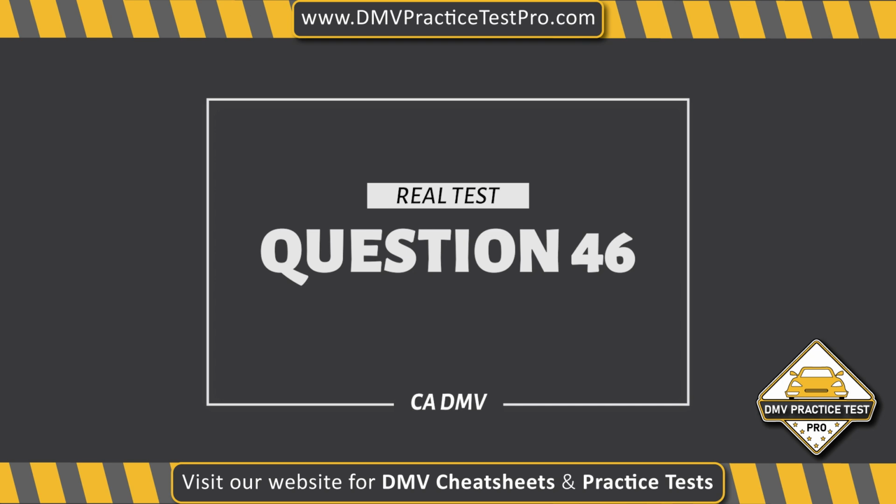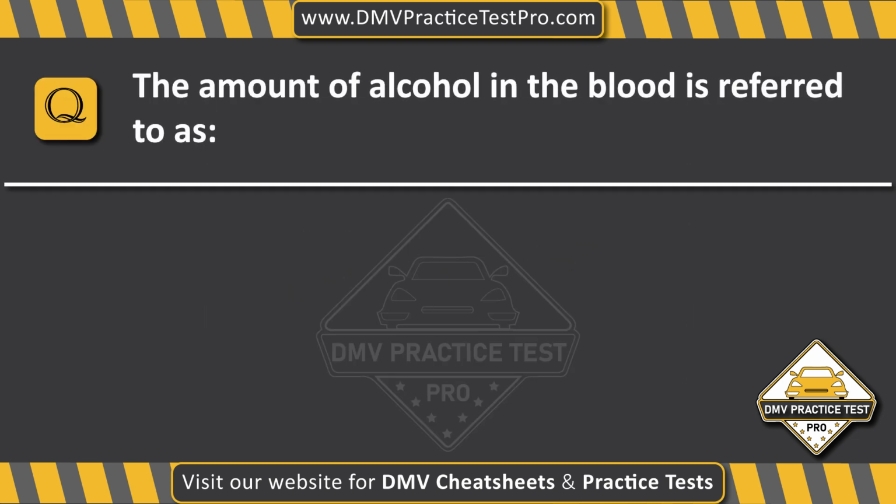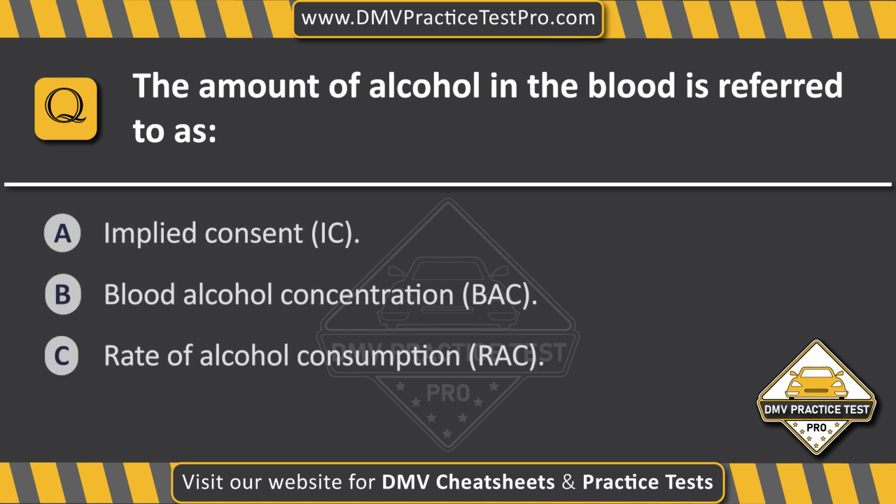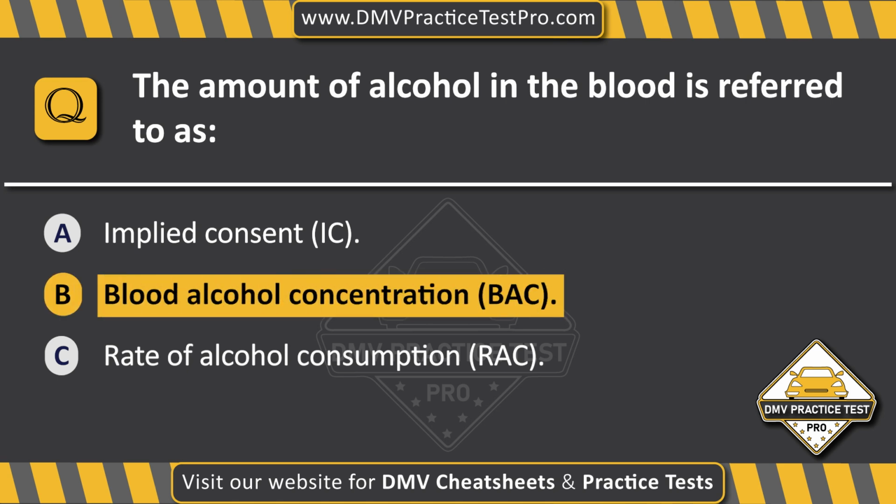Question 46. The amount of alcohol in the blood is referred to as: Option A, implied consent. Option B, blood alcohol concentration. Option C, rate of alcohol consumption. The correct answer is Option B, blood alcohol concentration.